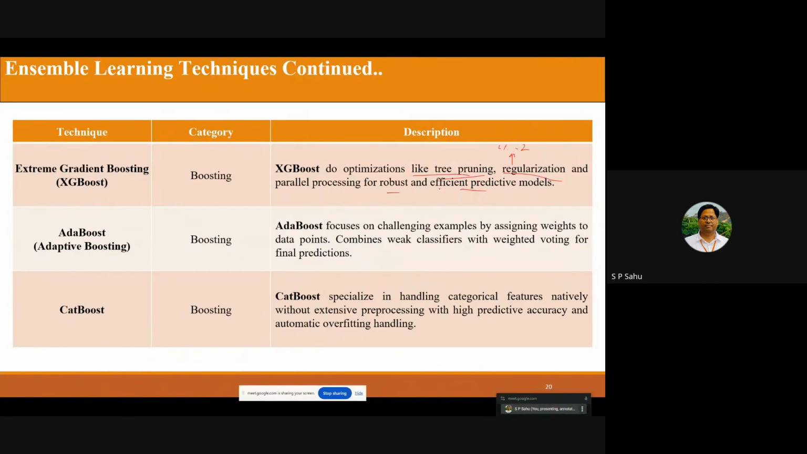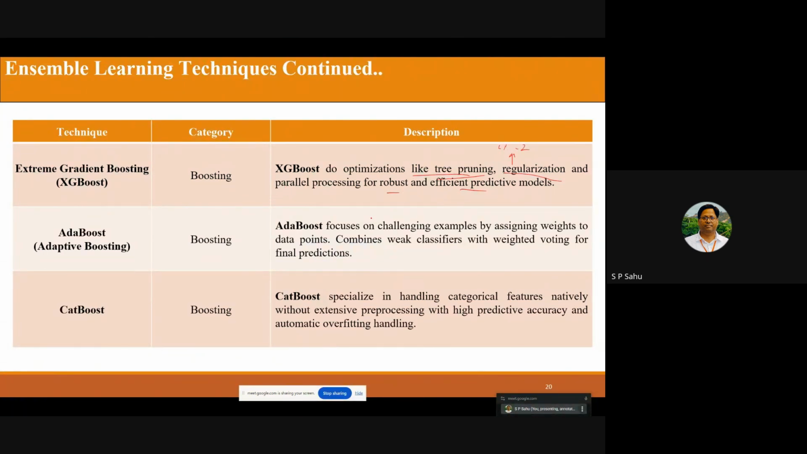So extreme gradient boosting uses the concept of alpha and beta pruning, regularization, L1 and L2 regularization, and parallel processing for robust and efficient predictive models.